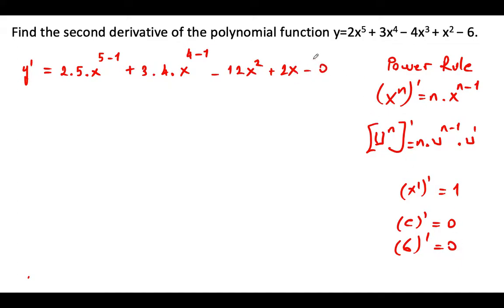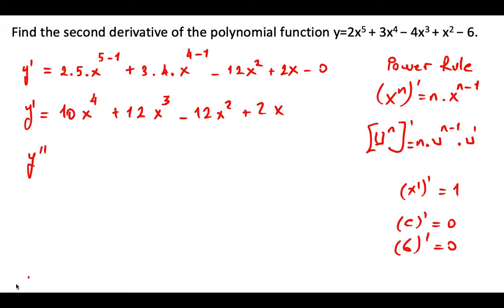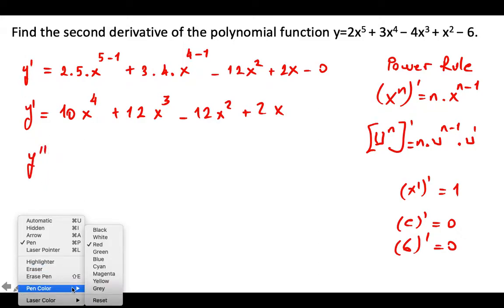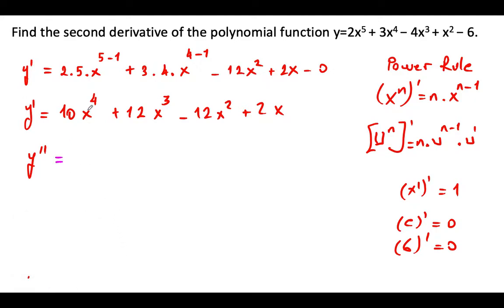Now, if we arrange this, y prime is equal to 10 times x to the 4 plus 12x cubed minus 12x squared plus 2x, and one more derivative if we take, it will be the second derivative. So the second derivative, using the same rule, will be 40x cubed plus 36x squared minus 24x plus 2. So that's the answer to the question.